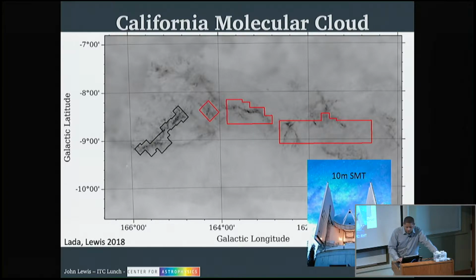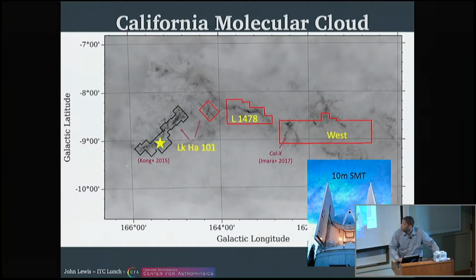We also completed a survey with the SMT. We completed a survey of CO, 3 isotopologs of CO, in the California molecular cloud, everywhere that we had extinction above 3 magnitudes in the V band. And so we observed the region on the far left to you guys, we call it LkHα, named so because of the star there that's illuminating a nebula that's just proud of the filament. And we also observed L1478 and the west portion, the portion that we just call west.